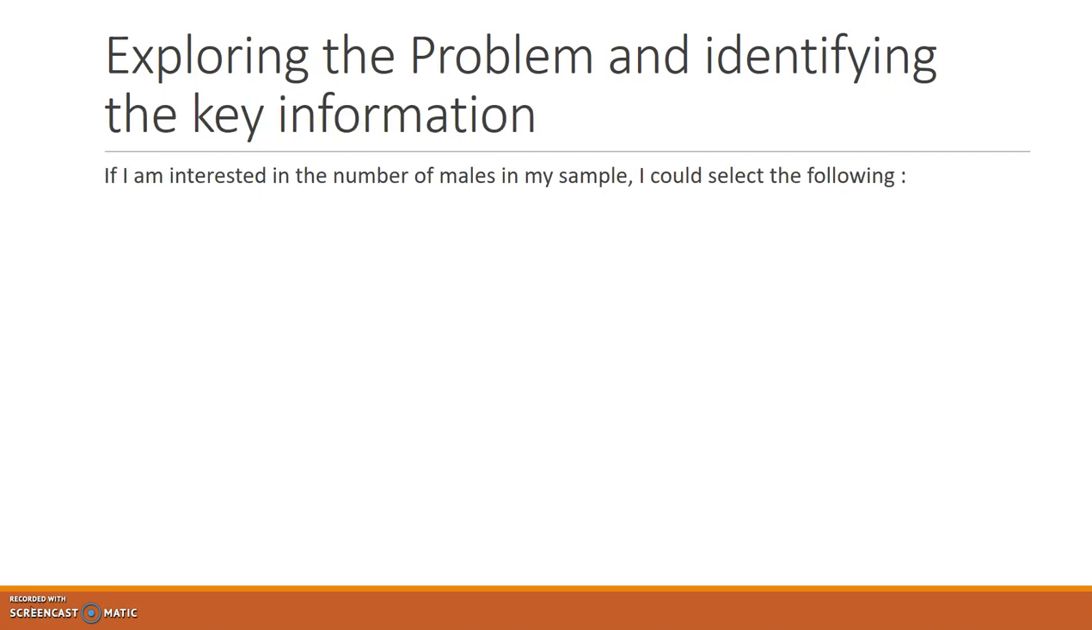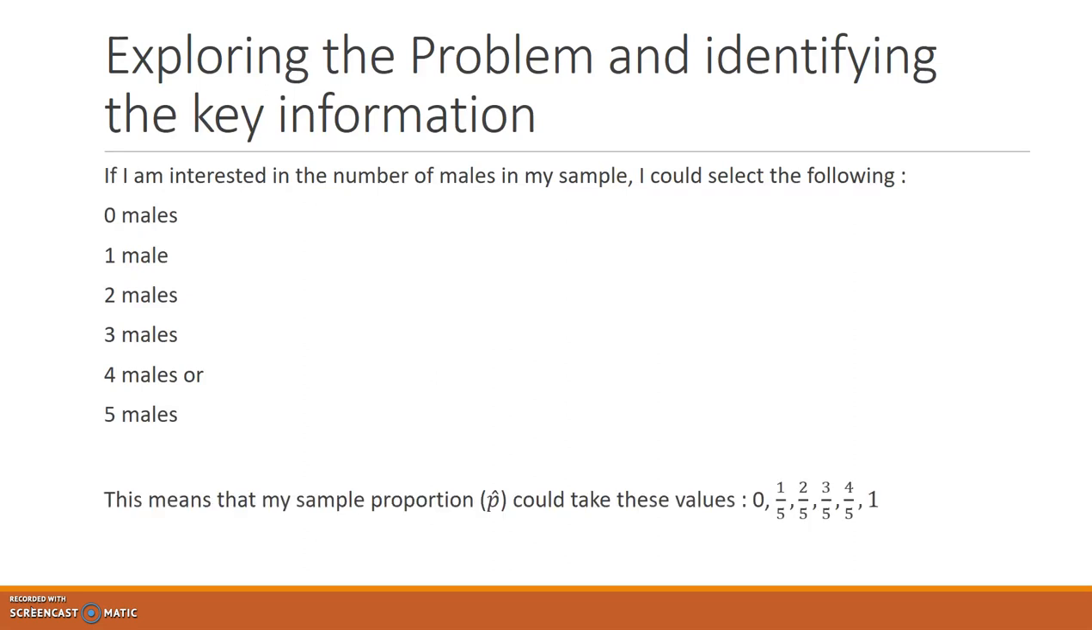If I'm interested in the number of males in my sample, I could select the following: 0 males in my sample, 1 male, 2 males, 3 males, 4 males, or 5 males. This means that my sample proportion p hat would take these values: 0, 1 out of 5, 2 out of 5, 3 out of 5, 4 out of 5, or 5 out of 5, which is the same as 1.